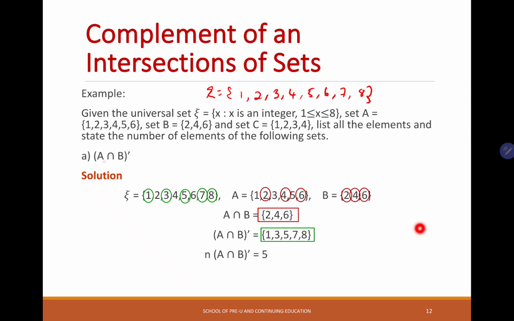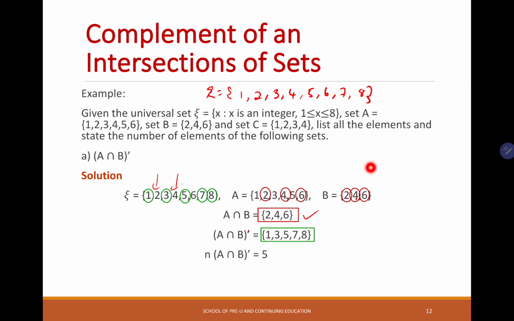Here we want to know the complement of A intersect B. So first of all, just find the value of A intersect B. Which values of A are also in B? 2, and then 4 and 6. Now we want to know the complement. That means other than 2, 4 and 6. So use the universal set values, and find the ones that are not 2, 4 and 6.